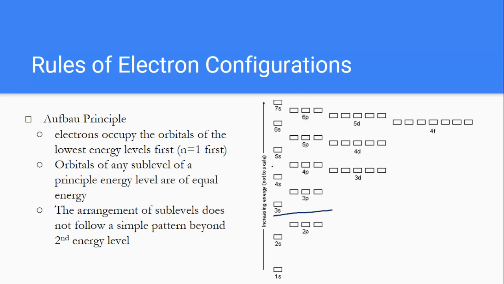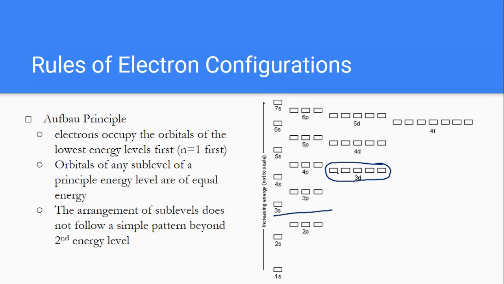Another thing the Aufbau principle says is that orbitals of any sublevel of a principal energy level are of equal energy. So what exactly does that mean? Take 3d, for example, right here. 3d is one of the sublevels, sublevel d. All of the orbitals in this section right here have an equal amount of energy. So none of these 5 little blocks, 5 rooms, 5 orbitals, has any more energy than the other.